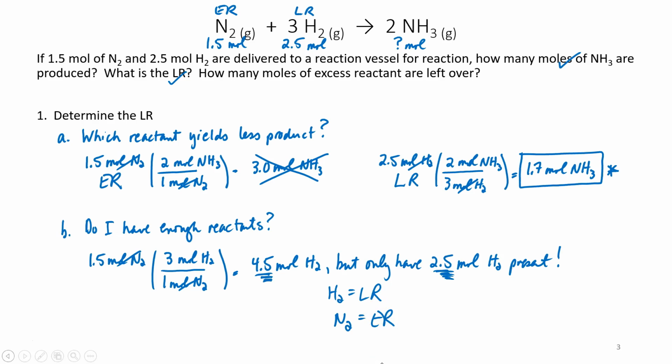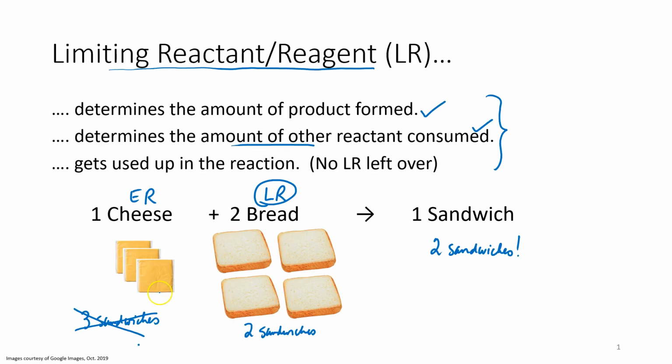Let's go back to that sandwich example and see if this makes sense. So here we go. Do I have enough reactant? Well, I have 3 pieces of cheese. And I know that for every 1 piece of cheese, I'm going to need 2 slices of bread. That means that I would need 6 slices of bread, but I only have 4. Again, bread was the limiting reactant. Let's go back to the chemistry example.